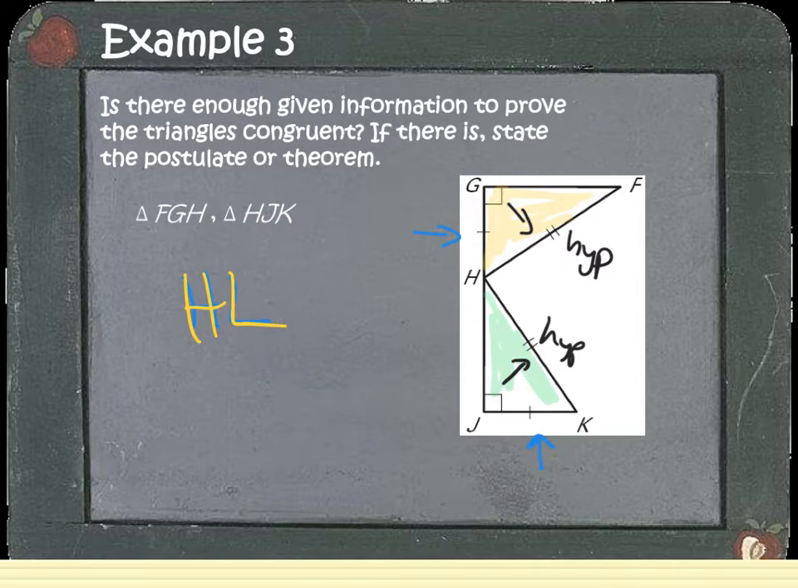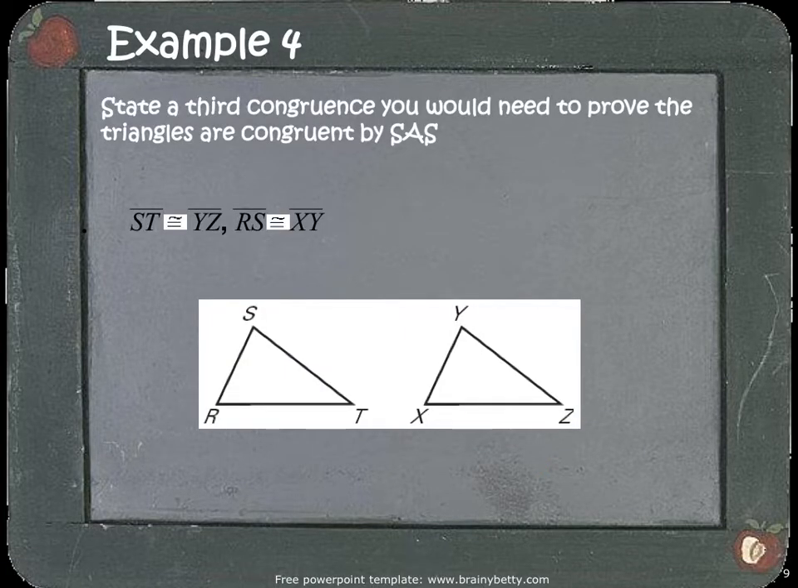And then the last one, again, we're going to practice side angle side. So let's add in the congruency marks. So they're telling me that ST is congruent to YZ, and that RS is congruent to XY. They want to know, is there enough to prove that they're congruent?